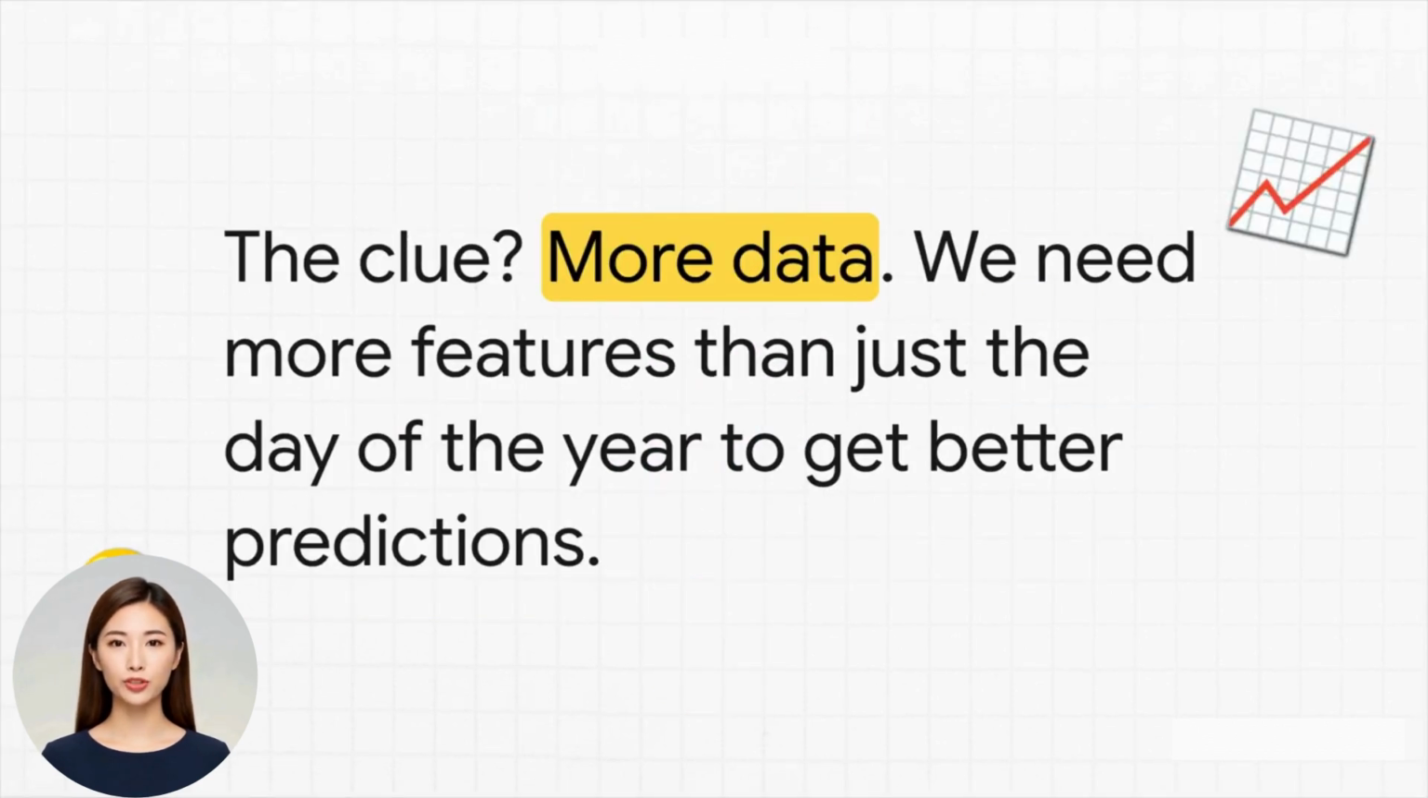In machine learning, when your model isn't working, 9 times out of 10, the answer is pretty simple. You need to give it more context. If we add more information, more features, we're probably going to get much better predictions. A single data point almost never tells the whole story.